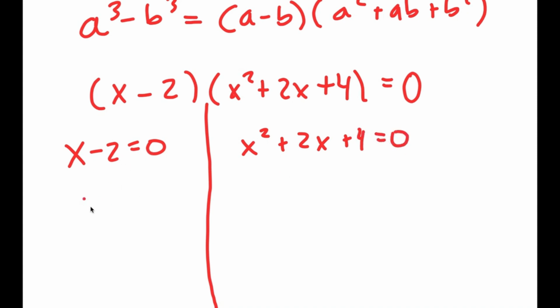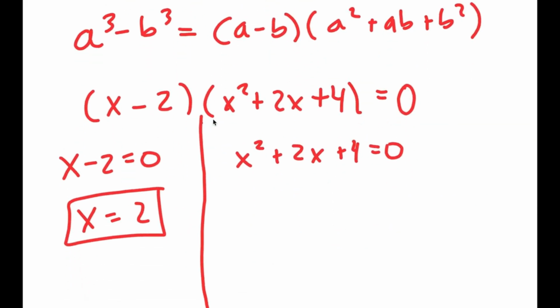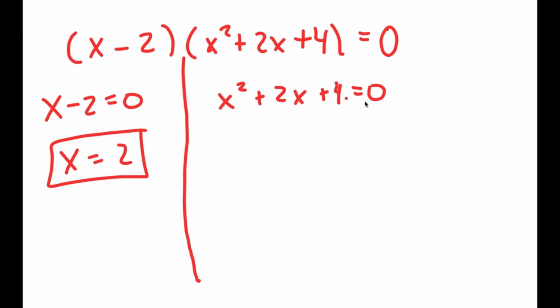So for x minus 2 equals 0, I get x equals 2, which was a solution that we already got. But now see, on top of this, we have a whole another equation with two more solutions because it's a quadratic equation. So to solve this, I'm going to use the quadratic formula.